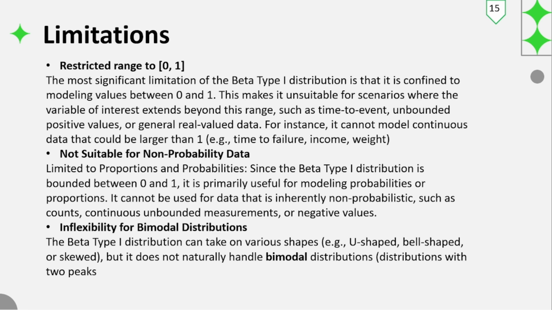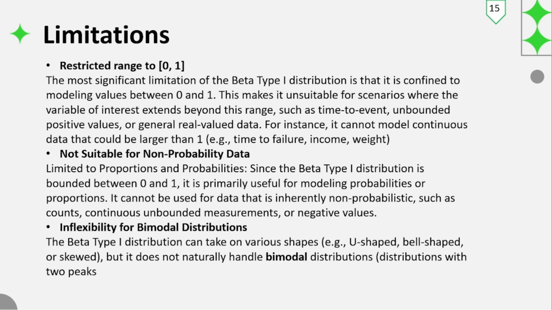For example, time of failure, income, or weight are cases where we can't use the beta type 1 distribution, because we don't know the probability of the outcome of the experiment. The second point is that it is not suitable for non-probabilistic distributions, because the beta type 1 distribution is bounded within the range of 0 and 1. So for non-probability distributions, we can't use the beta type 1 distribution.